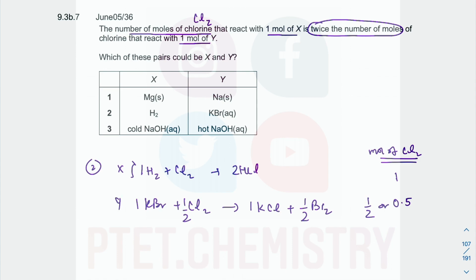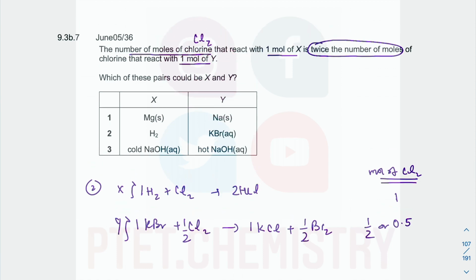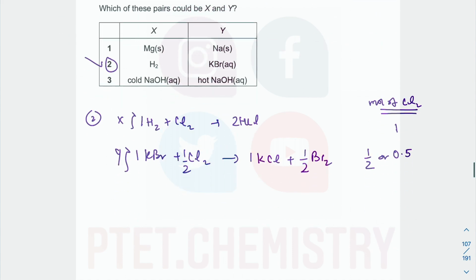So that is Y, and it says the number of mole of chlorine that reacts with 1 mole of X, which is 1, is twice the number of mole that reacts with 1 mole of Y. So 1 is equal to 2 times, is equal to twice the amount here. So 2 is entirely correct. So this question is very wordy.